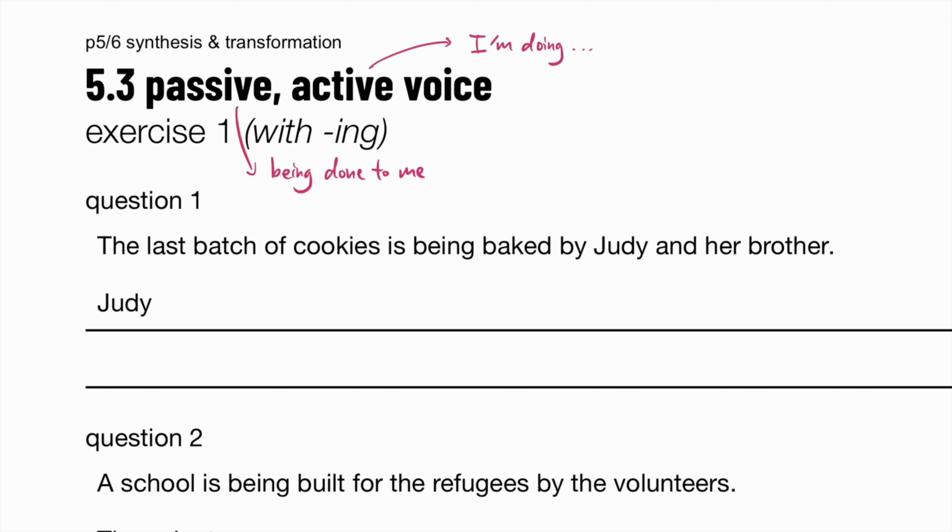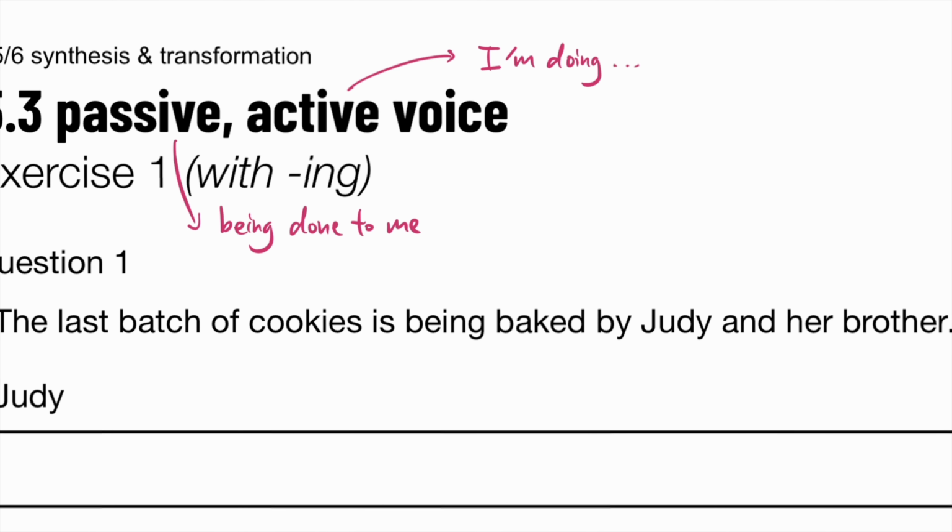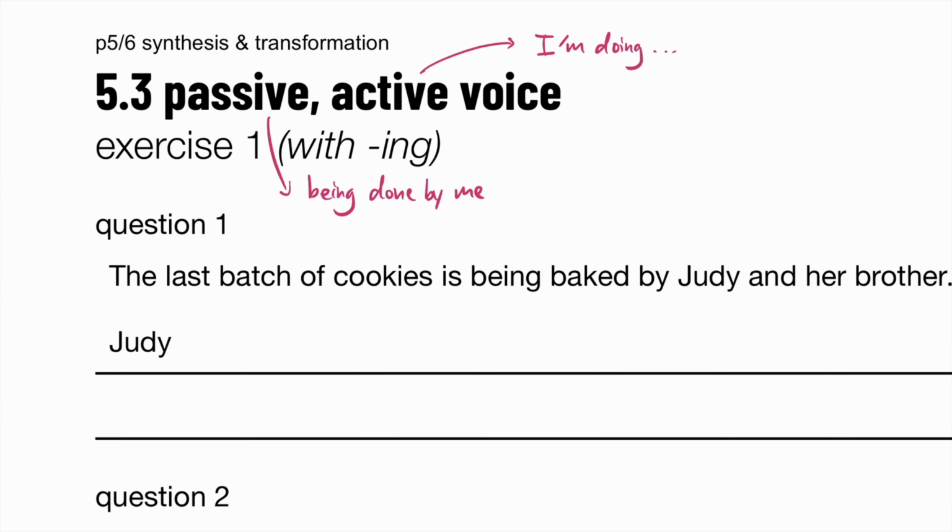Next up for synthesis, we have passive and active voice. Let me explain in simple terms what we're doing here. When we're using the active voice, think of it as "I am doing something." I'm performing an action. When it comes to passive voice, however, it's the other way around. Something is being done by me.